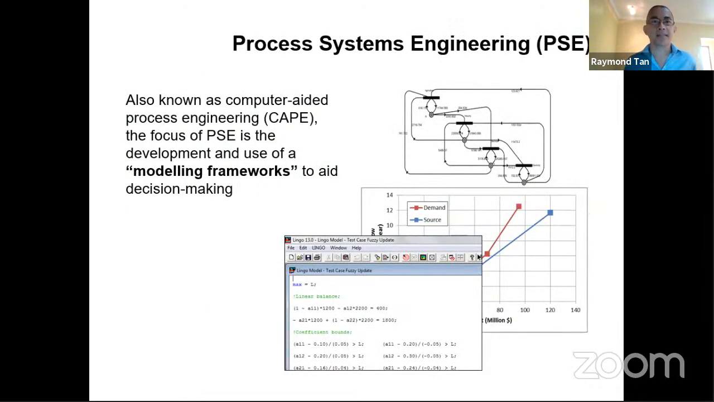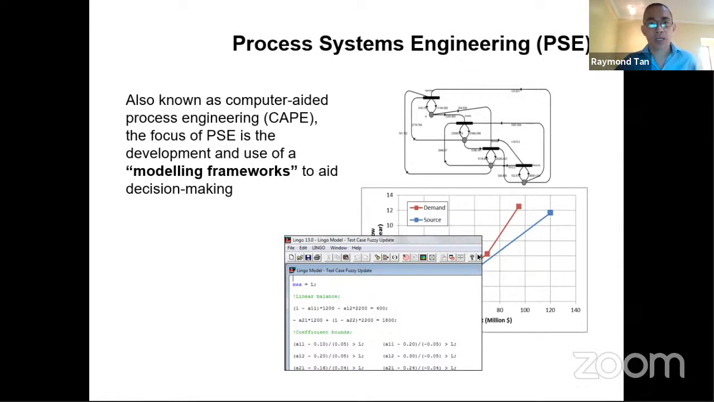So let's bring in at least a toolbox that we can use. This is a branch of chemical engineering, which is my main area. This is known in the US and North America as process systems engineering. In Europe, it's known as computer-aided process engineering, or CAPE. And in a nutshell, what we do is we develop modeling frameworks to support engineering decisions.